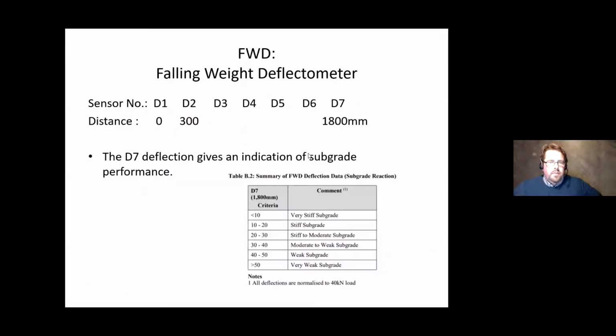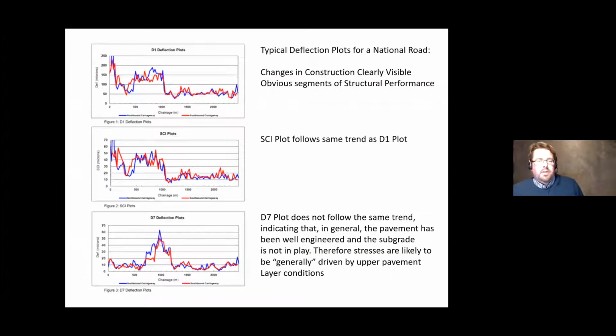So here are the typical plots you get back from your FWD survey. You'll see a D1 at the top, and this is a typical plot for a national primary road. The changes in construction are clearly visible, so you see where your pavement type changes, and likewise the changes in overall structural performance. In this zone here between chainage 500 and 1000, this is where we were starting. This is the same section I showed you the PAMS for over the first 100,000 meters. Along this direction, this is where you're starting to see the deterioration of the pavement, and this was also correlated to a reduced overall pavement thickness.